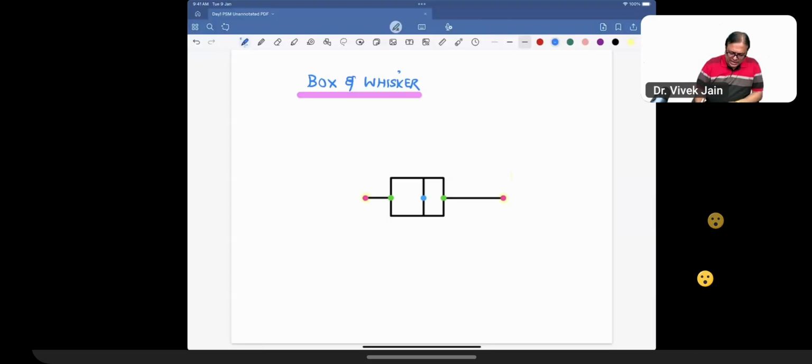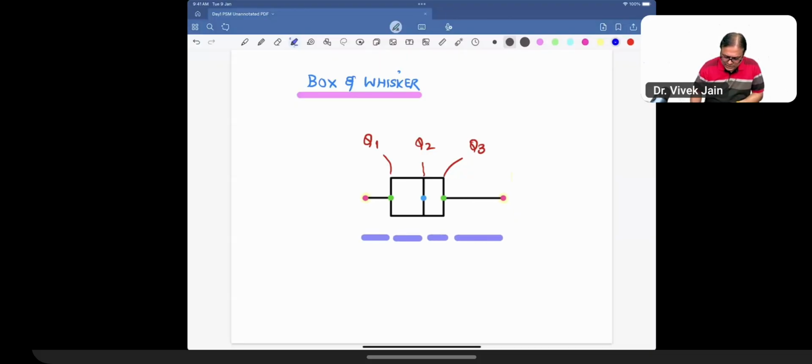3. So look at the diagram carefully. This is your total data from this point to this point, right? So when you want to divide it into 4 parts, you will need 3 intercepts. So these are your 3 intercepts. Quartile 1, quartile 2, and this is your third intercept, quartile 3. Now you have 4 parts, 4 quarters. So this is representation of data in its quartiles.